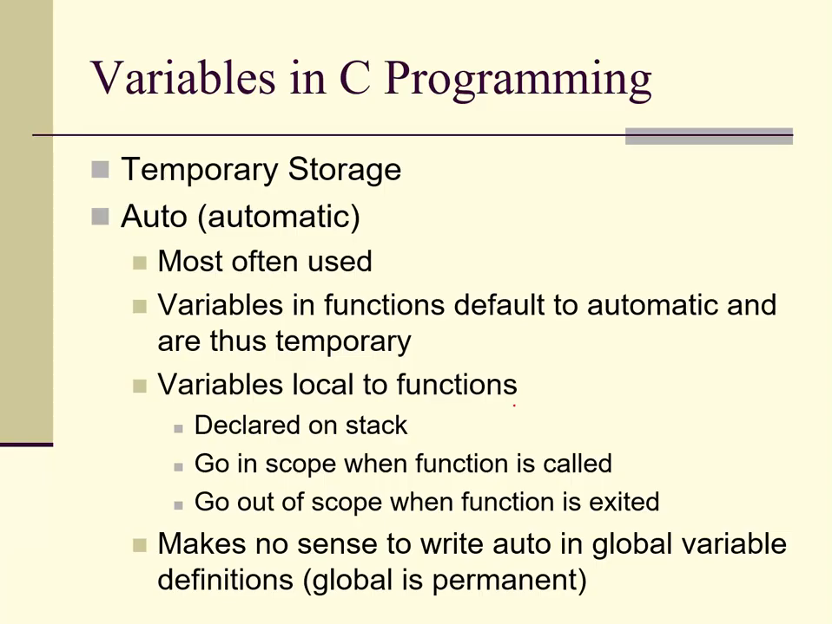It's the most often used type. Essentially, the variables inside functions default to automatic, because they're temporary. The variables inside the function are declared on the stack. They go in scope when the function's called. They go out of scope when the function's exited. So this is the notion of automatic variables. And it makes no sense to declare a variable automatic in a global way, and we'll see an example of that later. I don't even think you're allowed to do that. Global is permanent, but the notion of an automatic is temporary.